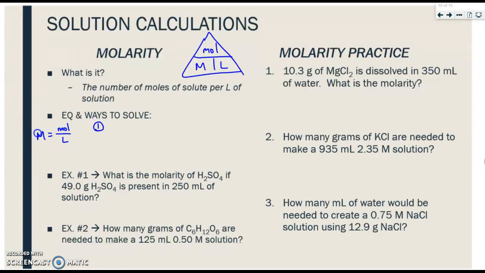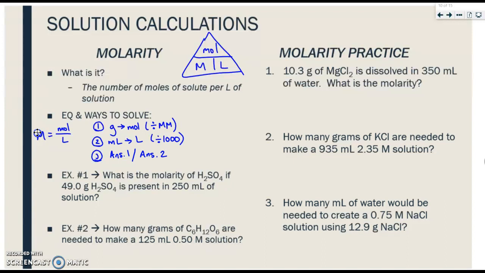So, first step would be to convert your grams to moles. We do that by dividing by molar mass. Second step is to convert your milliliters to liters. We do that by dividing by 1,000. And our third step would be to divide both answers. So, your answer to number 1 over your answer to number 2. That's one way to solve.